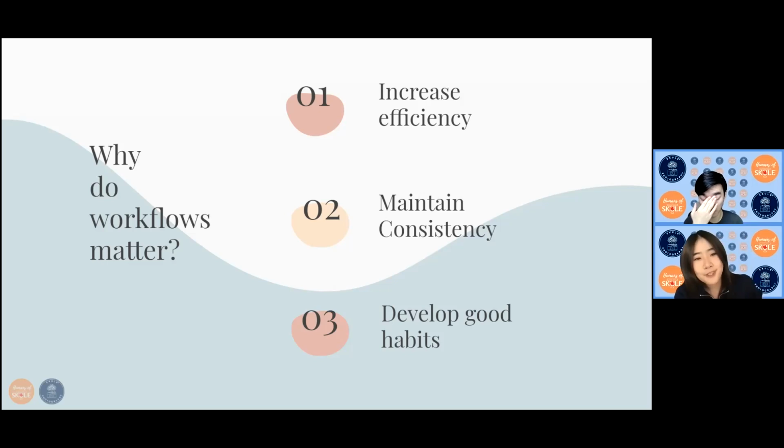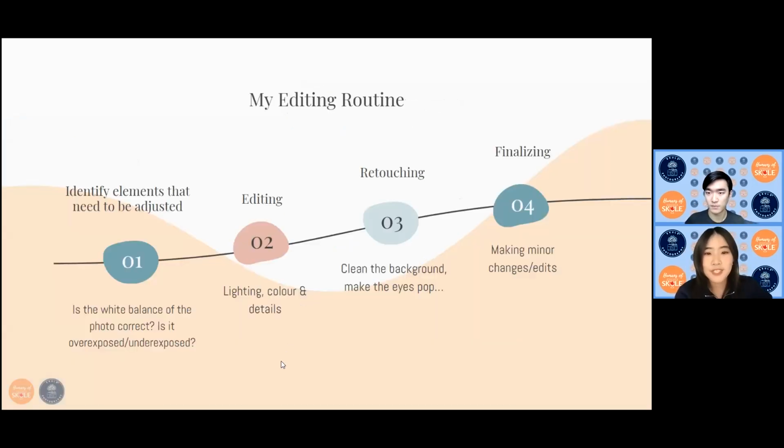So if you go to the next slide, I will show you my edit process, my routine when it comes to editing. When I have a raw photo, I always first identify the elements that need to be adjusted. Like, is the white balance good? Is it too cold? Is it too warm? Is the photo overexposed or underexposed? And then I go to the actual editing in Lightroom on my iPad or on my computer, and I would do the lighting, colors, and details.